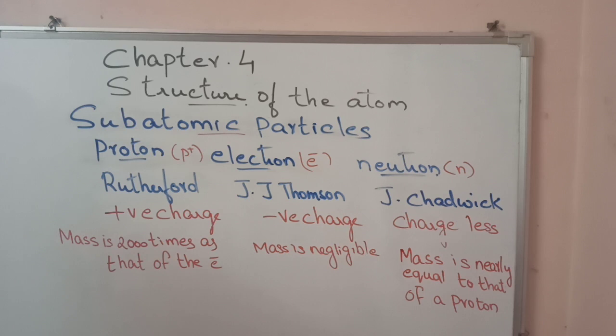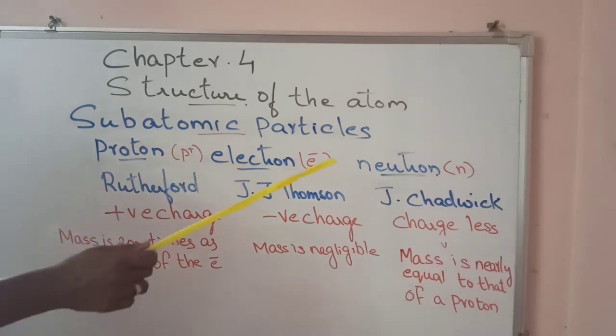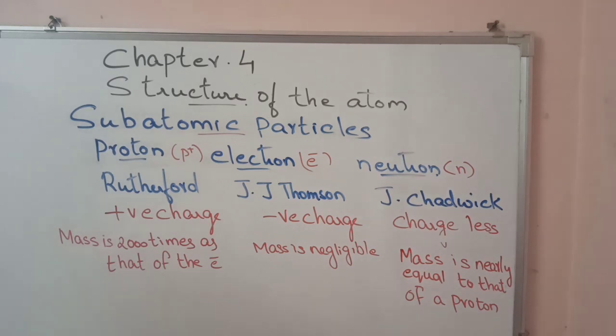In 1932, J. Chadwick discovered another subatomic particle called neutron. So the three subatomic particles are proton, electron and neutron. Proton was discovered by Rutherford, electron was discovered by J.J. Thomson, and neutron was discovered by J. Chadwick. Let us see the properties of proton, electron and neutron.